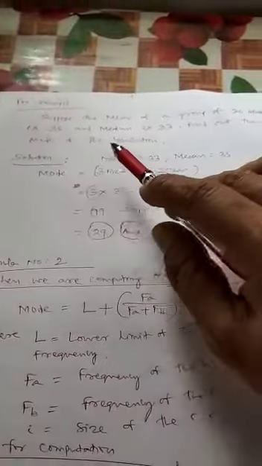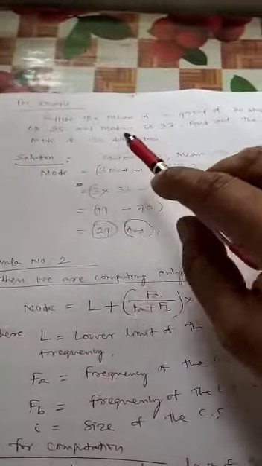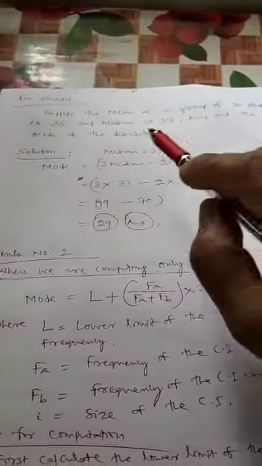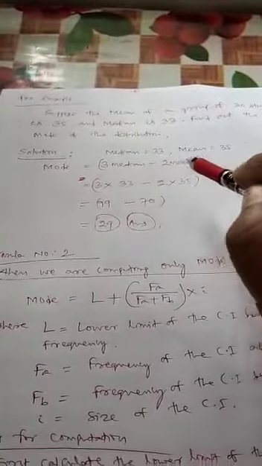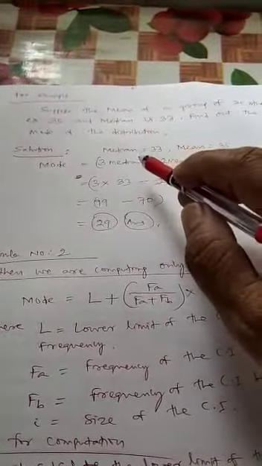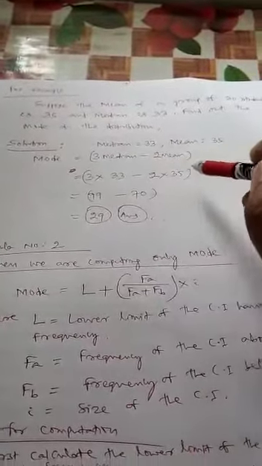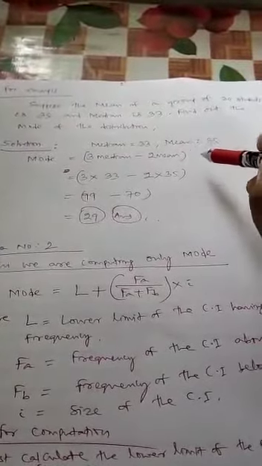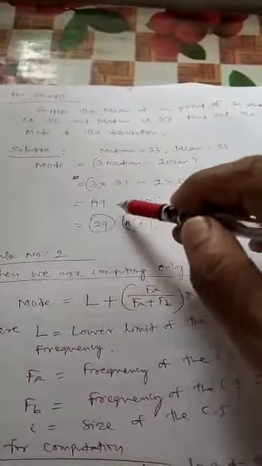So in this example, suppose the mean of the distribution of 30 students is 35 and median is 33. Find out the mode of the distribution. So here the formula is 3 into median minus 2 into mean. Median is 33, so 3 into 33 minus 2 into 35, 35 is the mean. Therefore 99 minus 70 is equal to 29 will be our mode.